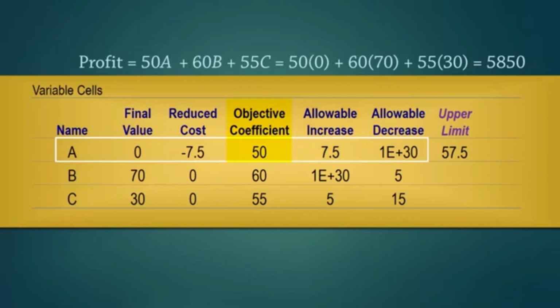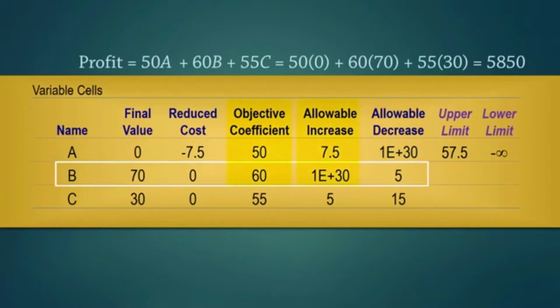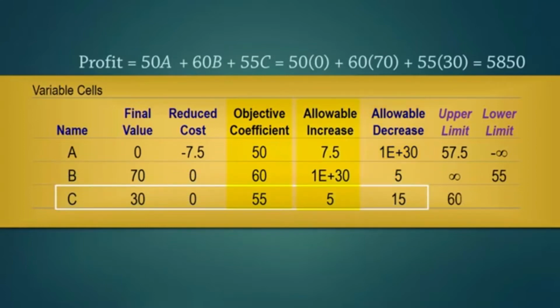For the allowable decrease, Excel usually represents very large values with 1E+30, so you can think of it as infinity. Thus, the lower limit for the coefficient of A is negative infinity. For B, the upper limit will be infinity, and the lower limit will be 60 minus 5, which gives 55. For C, we have 60 for the upper limit and 40 for the lower limit.